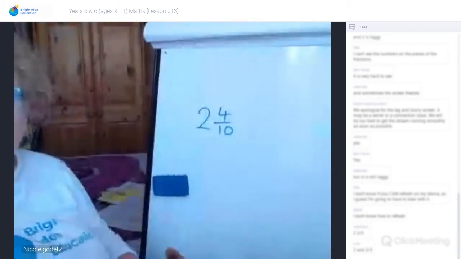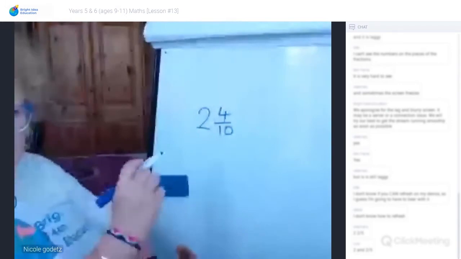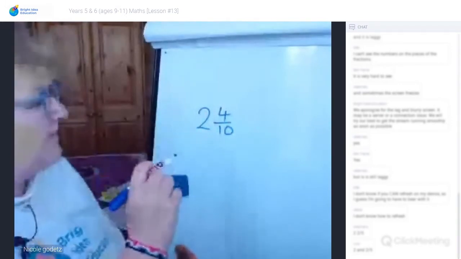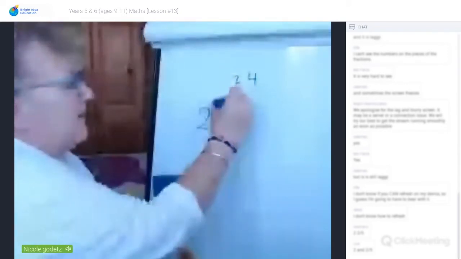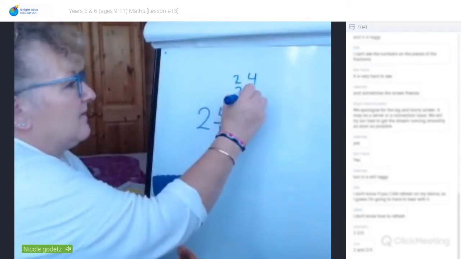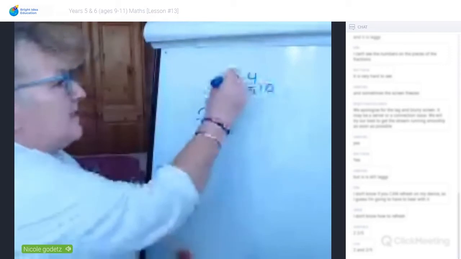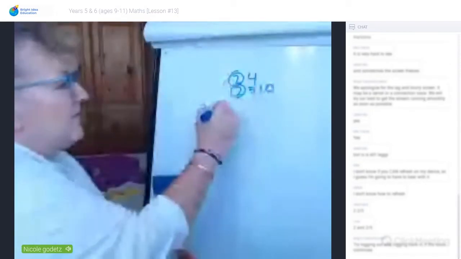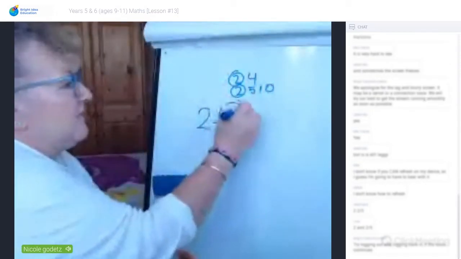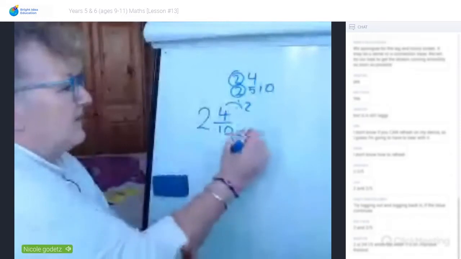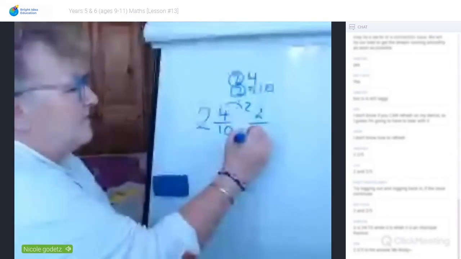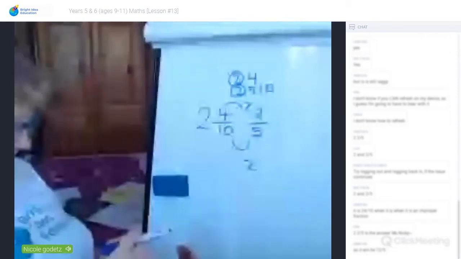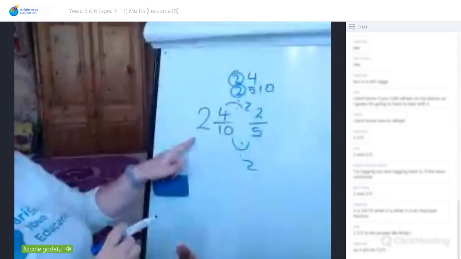So you're looking at the highest common factor. The factors of 4 are 2 and 4. The factors of 10 are 2, 5, and 10. So the highest common one is 2. So you're going to divide each one by 2. 4 divided by 2 is 2. 10 divided by 2 is 5. Okay. What happens with this whole number?